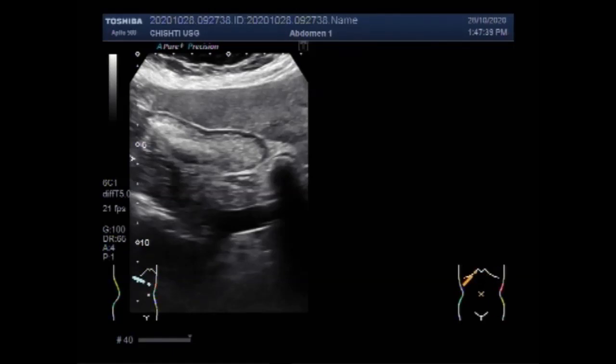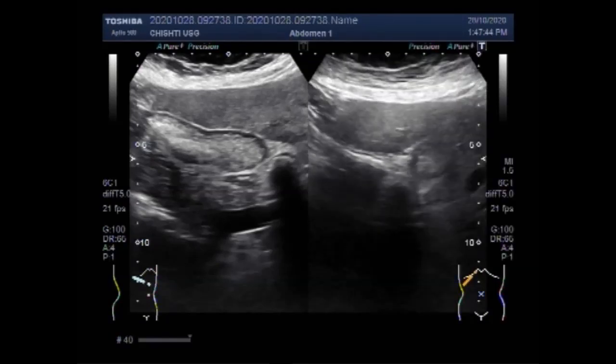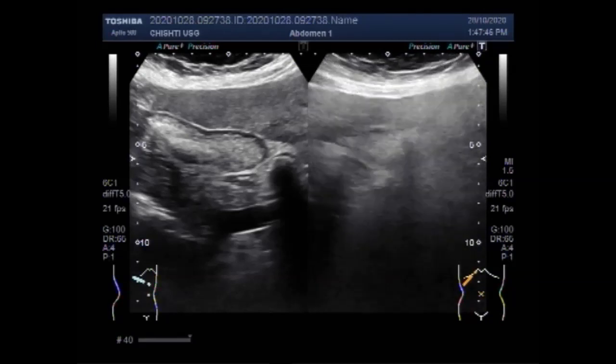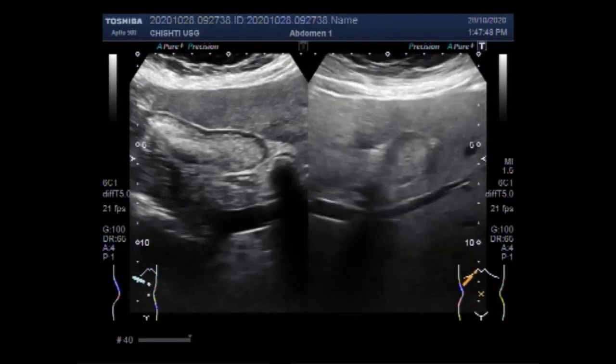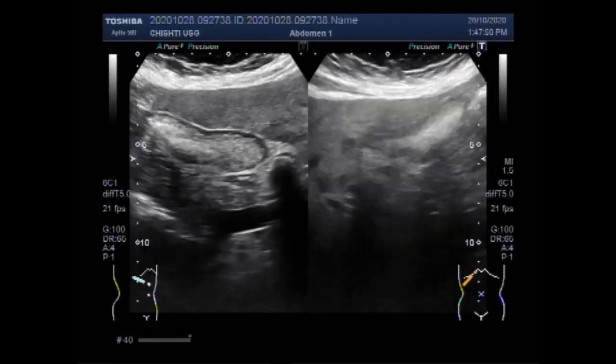You can see the gallbladder filled with thick sludge, sand particles.